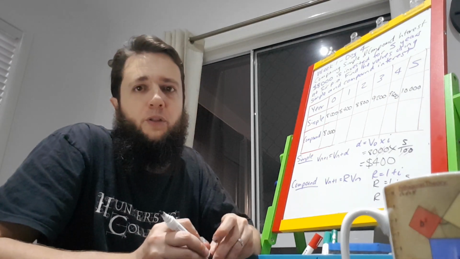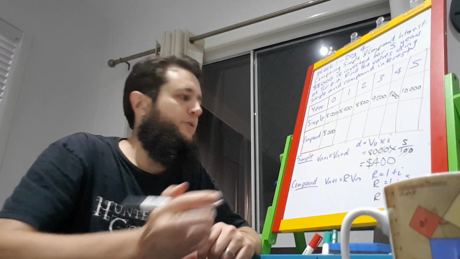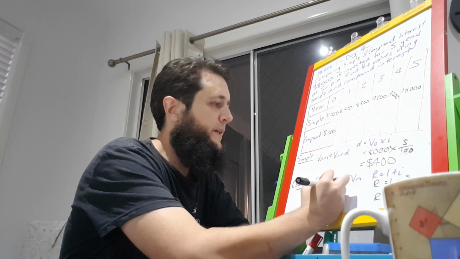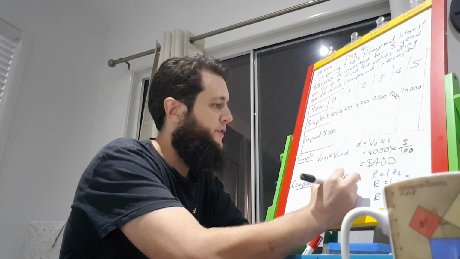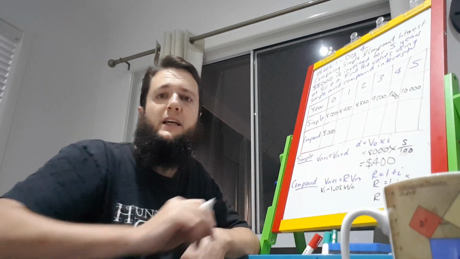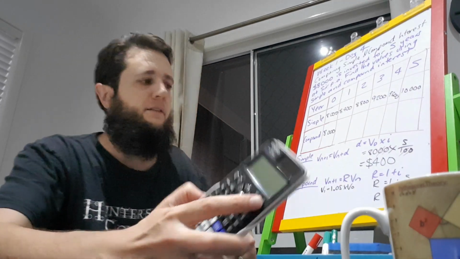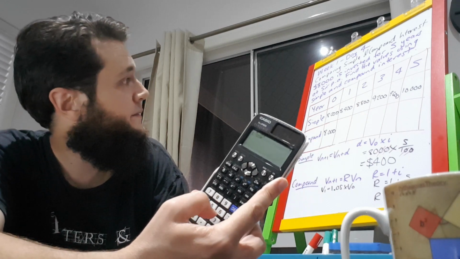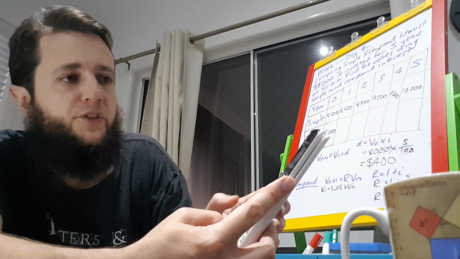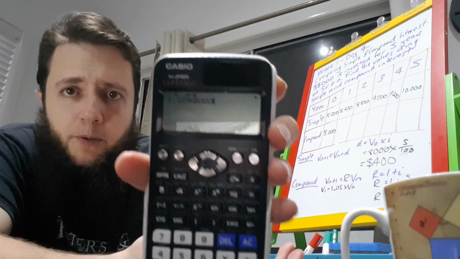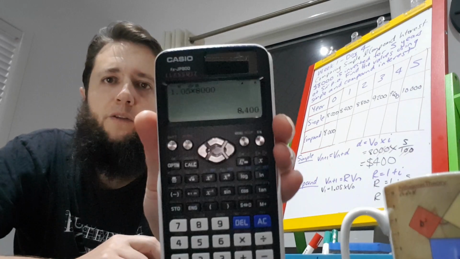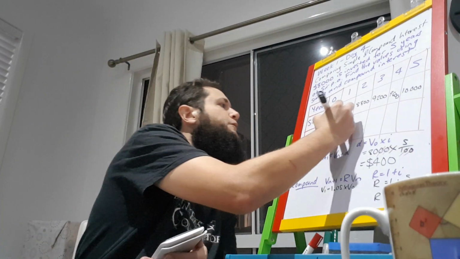So, for example, if I wanted to work out the value in the first year, it will be 1.05 times the value at the start. So I put that in my calculator. It's going to be 1.05 times the initial value, which was 8,000. I put that in my calculator, and it tells me the value after 1 year is going to be 8,400.